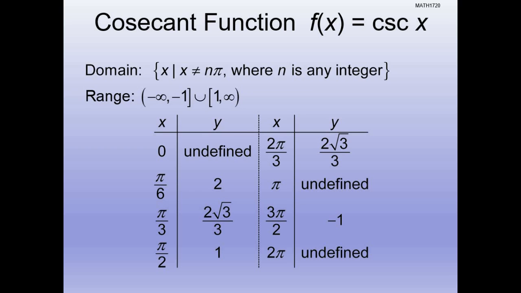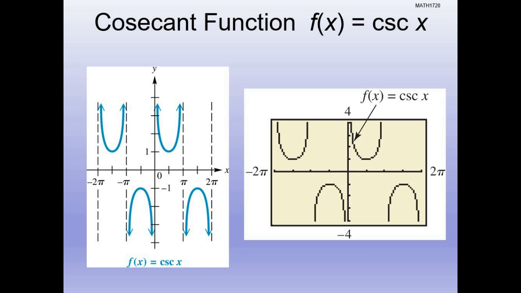The range for cosecant is the same as secant. We have negative infinity all the way up to negative 1, including it, because there's a bracket. And then the U means and. We have 1, including 1, all the way up to infinity. And if we were to graph cosecant, this is what we would see.